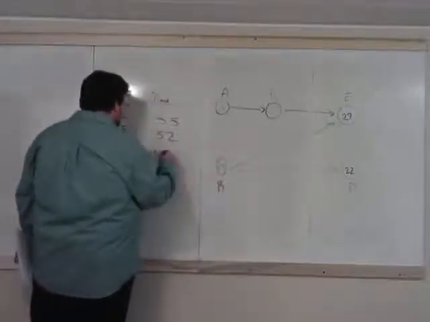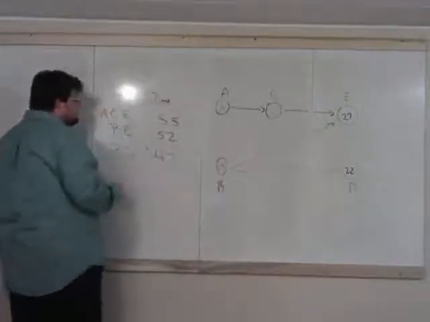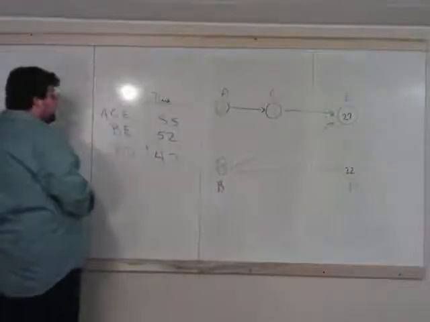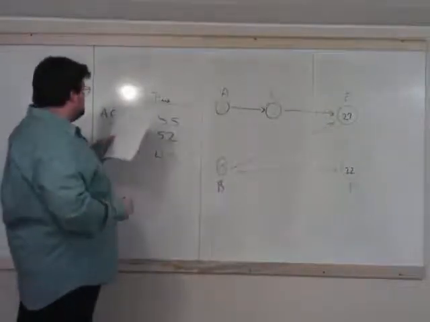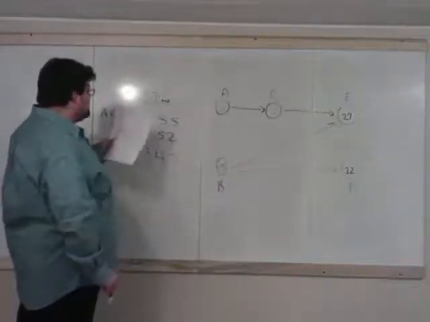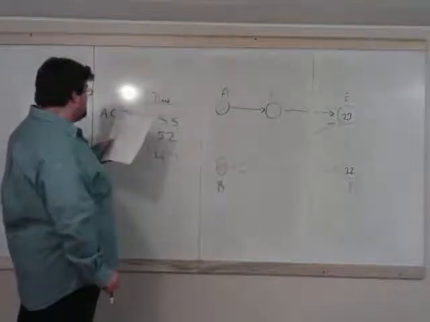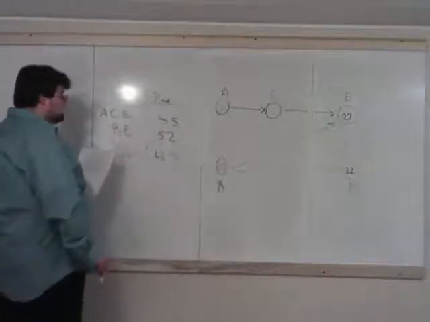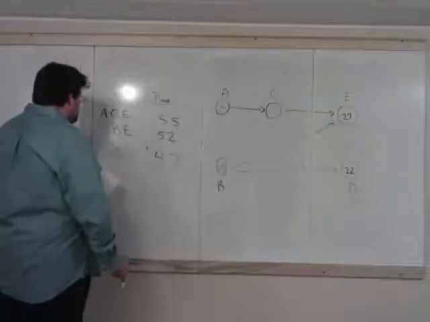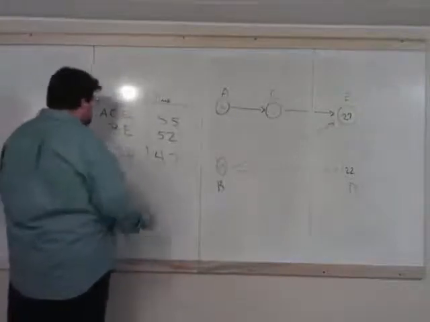25 plus 22, 47. So here the critical path is A to C to E, meaning unload passengers, clean cabin, load new passengers is the critical path for this airline when this book was written.